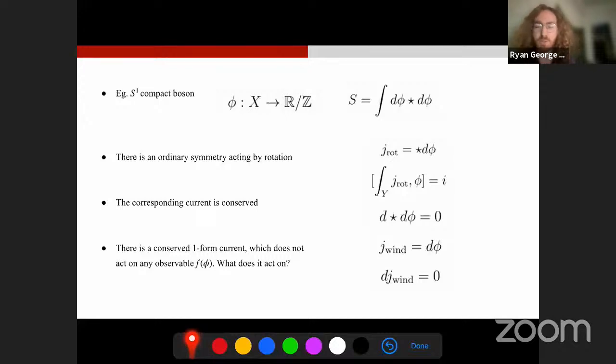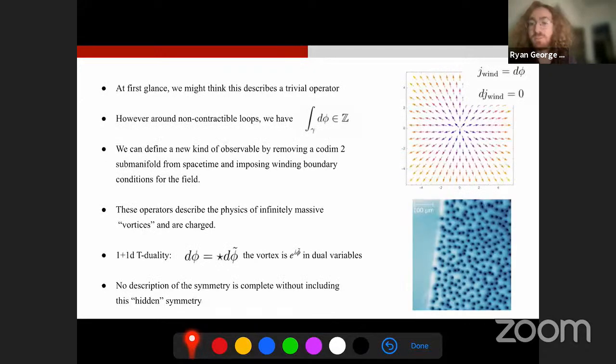So that's the obvious symmetry, but there's another conserved current that you can write, which is d phi. If we're in two space-time dimensions, this is also a conserved one-form. d of this, what I call the winding current, and you'll see why, is zero just because d squared is zero. So it's kind of conserved for topological reasons. But if you look at the canonical commutation relations, you find that it doesn't actually act on any observable that you can write as a function of phi. So you might say it's not a symmetry because it doesn't act on the fields, but I'll show you some operators where I'll try to convince you that it is a symmetry.